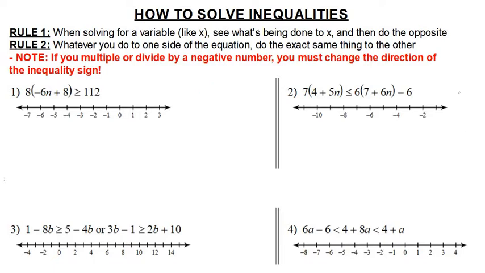There is just one catch, you might want to call it, and that's kind of put in bright red here. It says if you multiply or divide by a negative number, you have to change the direction of the inequality sign. I'll show you why.